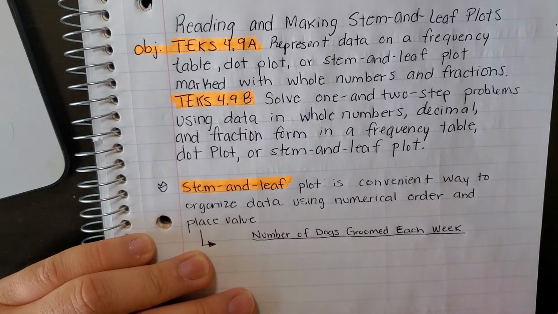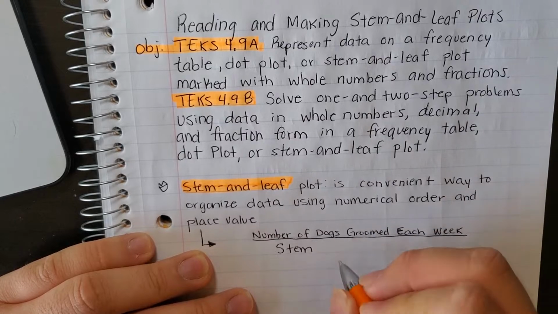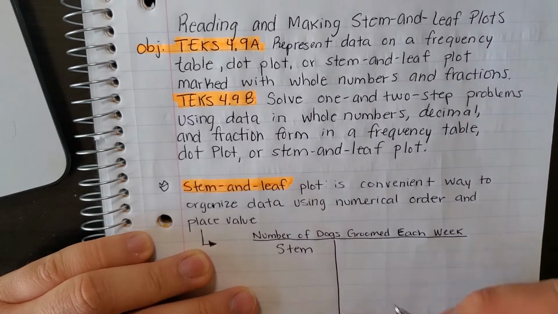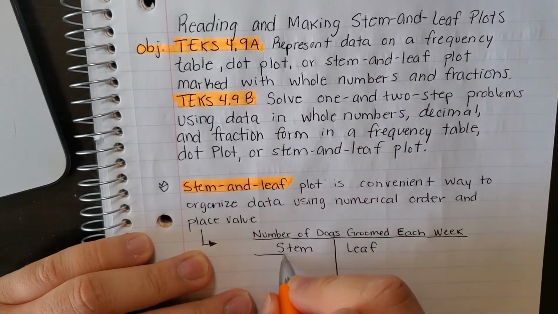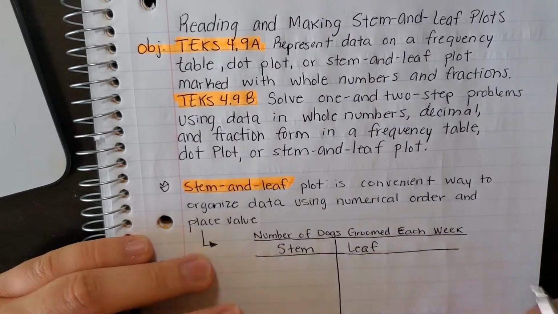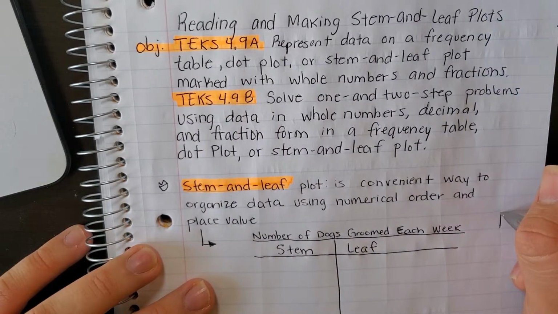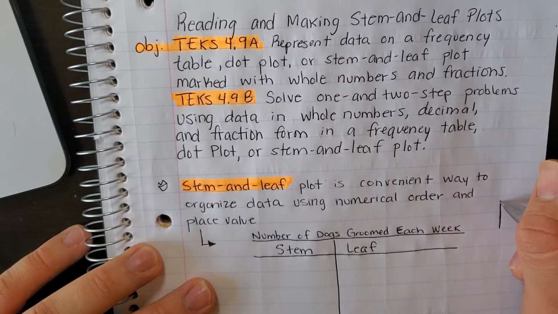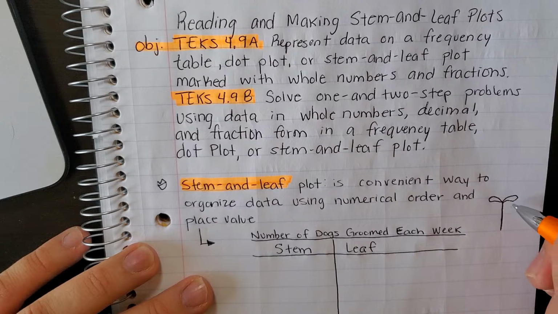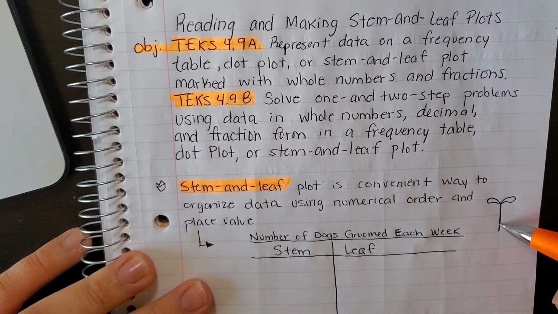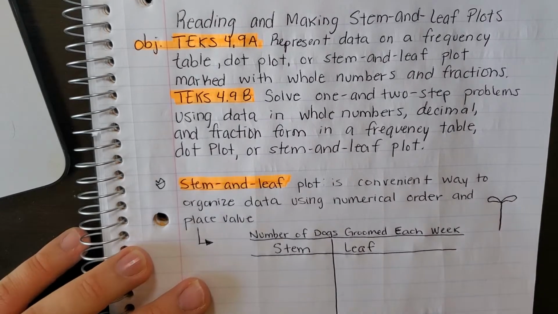Then underneath it, you will see stem, a line, and then leaf. Stem, leaf. Now they call this a stem and leaf plot because it sort of looks like a plant. When we look at a plant, when it's growing, it has its stem and then it has its little leaves. So you will notice why they call it a stem and leaf plot, because it has its stem, which is this one right here on the side, and then the leaves will be the other values.